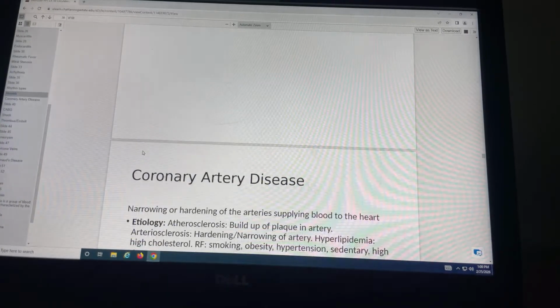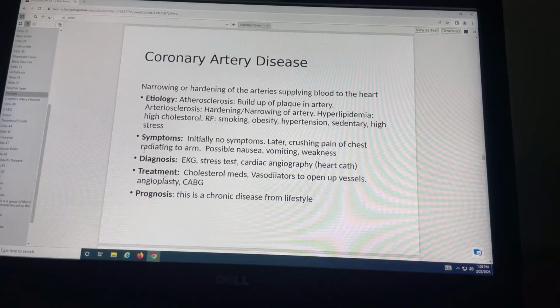The condition with the vessels itself is coronary artery disease. Okay, so the coronary arteries are the vessels that supply the heart itself with oxygen, right? Your whole body needs arteries to bring oxygen and blood to them. Well, your heart also requires oxygen and blood. So the coronary arteries are what supply the heart muscle itself.